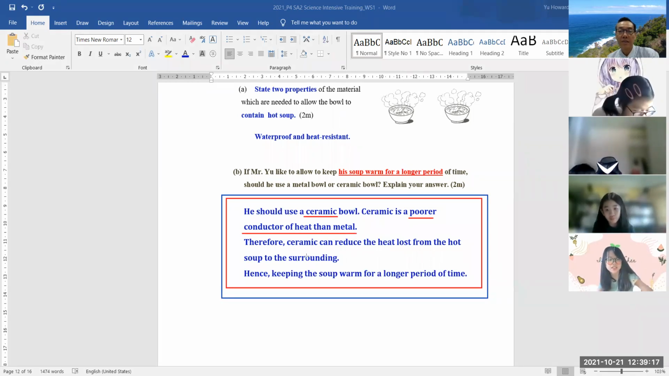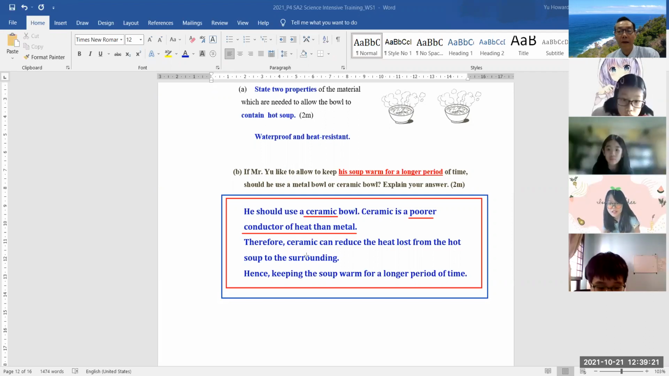What's the ding dong sound that appears always? My computer hang, so I suddenly left. Oh, the computer hang. Okay.